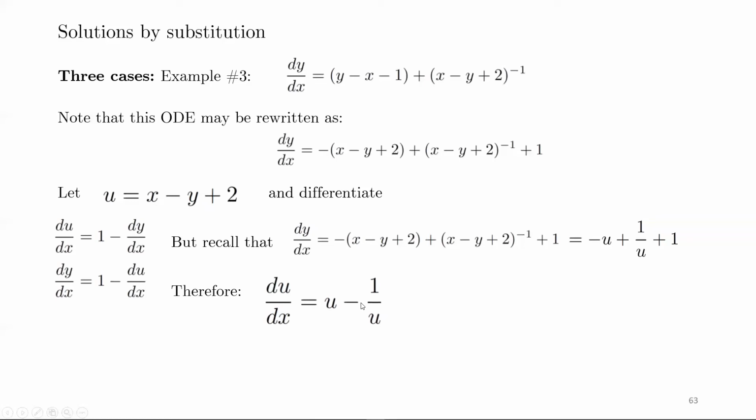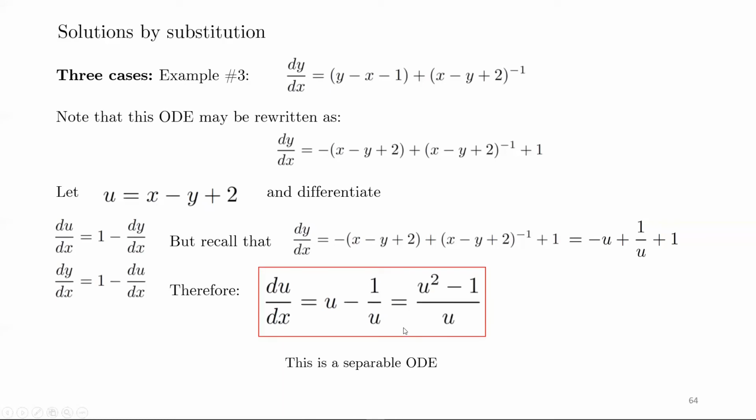So of course I can bring all the u terms to the left side and all the x terms to the right hand side, but I can also simplify this first actually. So u minus 1 over u, I can write that as u squared minus 1 over u. Okay, and that will make the algebra a little bit easier.